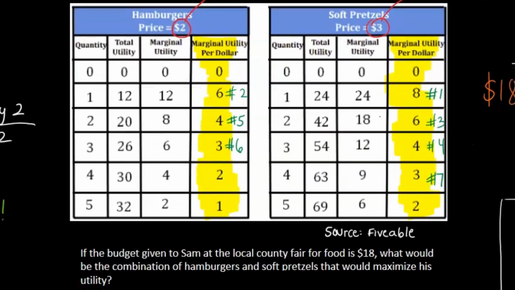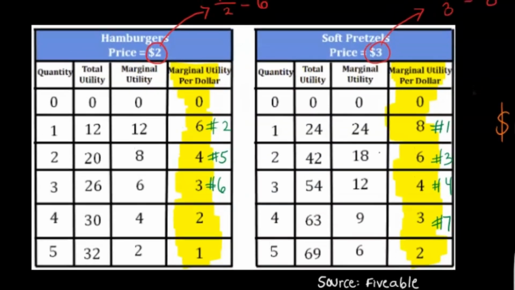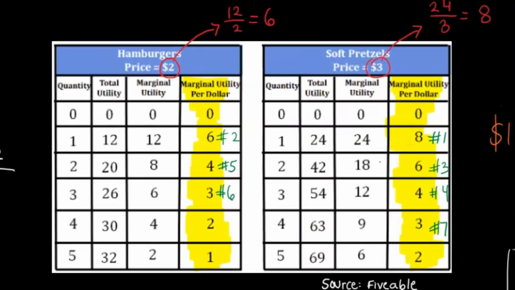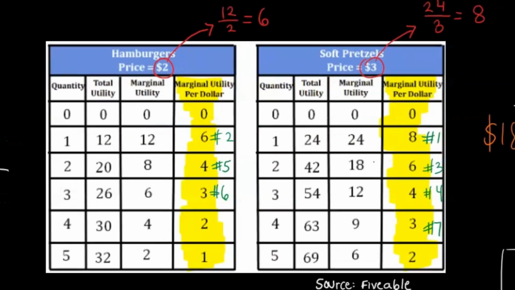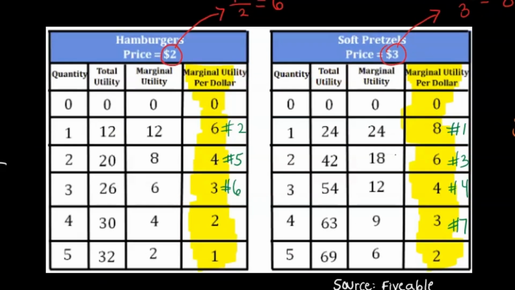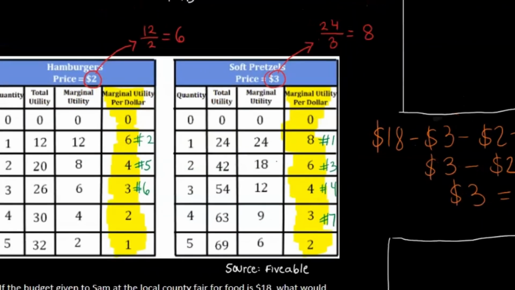Let's go back to the problem, okay? If the budget given to him is $18, what would be the combination between hamburgers and soft pretzels that would maximize his utility? We want to maximize utility in terms of dollars, right? Remember, the utility maximizing rule, we want to maximize the marginal utility per dollar. So it's pretty simple. You just want to look at the bigger numbers. So if I'm looking at this chart here, the biggest number right now is 8. Okay, so that means the first thing I need to do with my money is buy one soft pretzel.